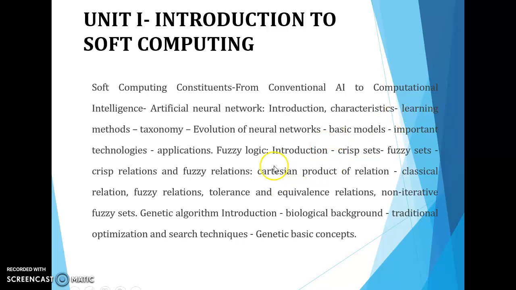The third component of this first unit deals with fuzzy logic, how it differs from the crisp set, what the crisp relations are, what operations we can perform over fuzzy relations, and what operations we can perform over the fuzzy set. The fourth and last component of the first unit deals with the genetic algorithm: introduction to genetic algorithm, the biological background, how traditional optimization and searching techniques differ from the genetic algorithm, and the genetic basic concepts.